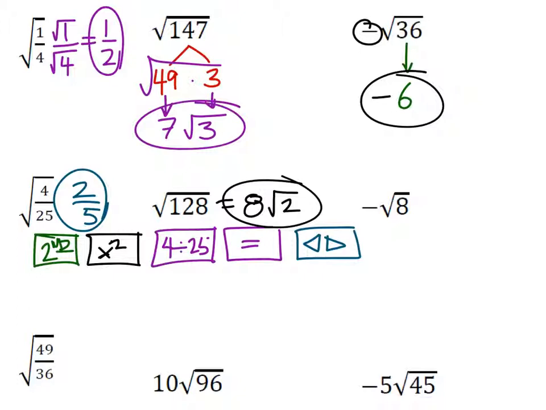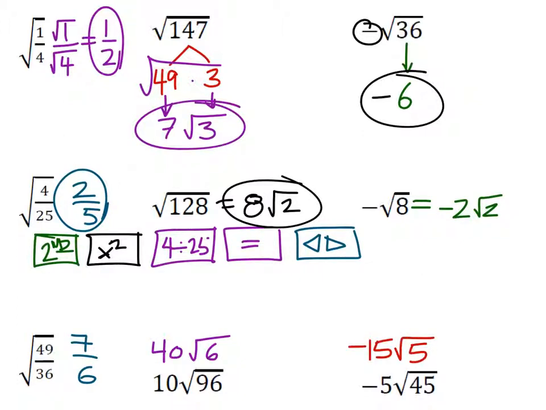Alright, the negative square root of 8 on the calculator should give you negative 2 times the square root of 2. The square root of 49 over 36 would give you 7/6. 10 times the square root of 96. So yeah, just plugging that into the calculator, we should get 40 times the square root of 6. And then negative 5 times the square root of 45. This one's not too bad. So this is the answer for that last one.